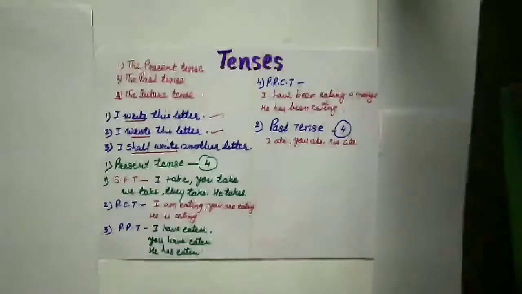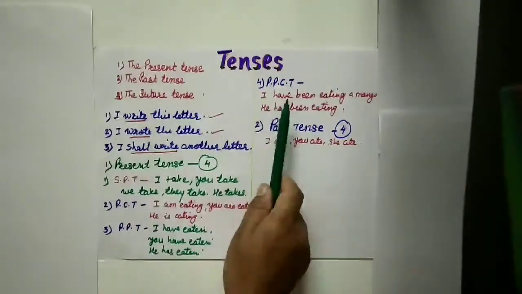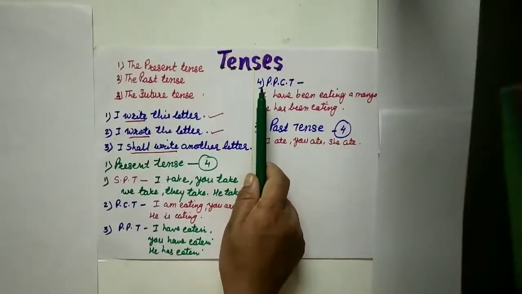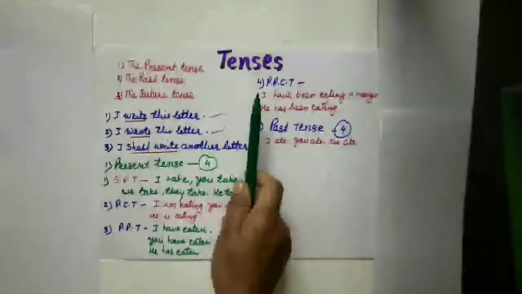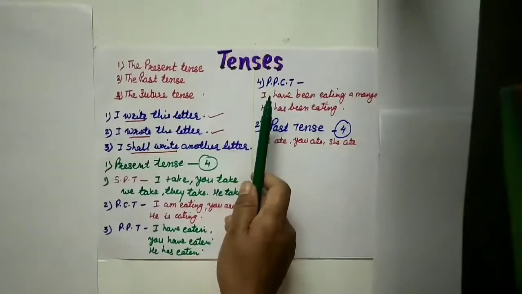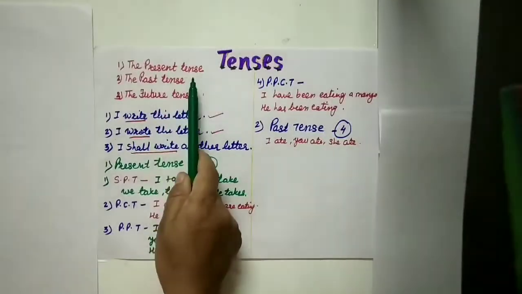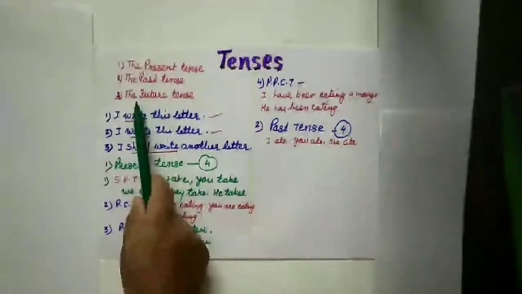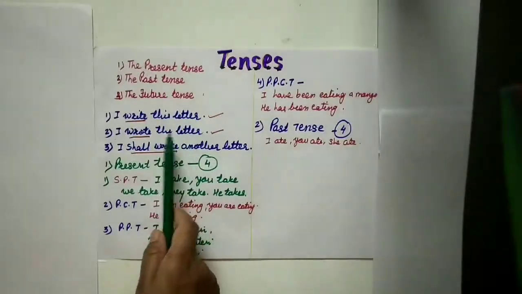Hello students, today we are going to learn a very important topic of grammar, tenses. The time shown by the verb is called the tense of the verb. There are three main tenses: the present tense, the past tense and the future tense. Now see, here some sentences are given.